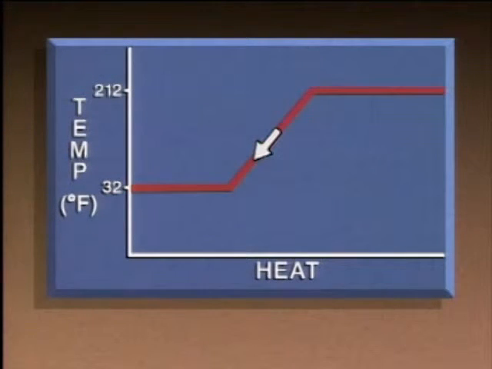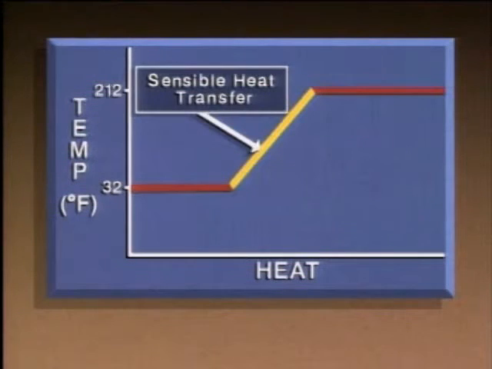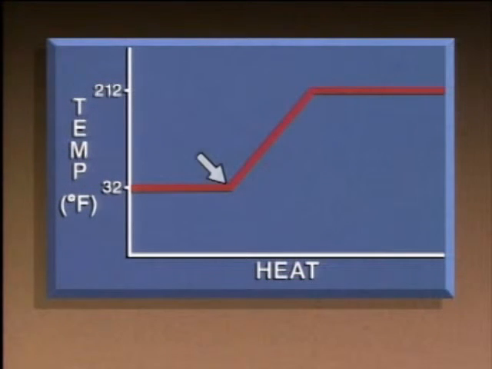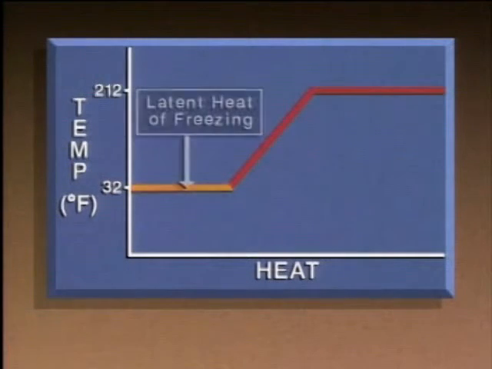Then, when heat is removed from water, there's a sensible heat transfer, and the water temperature drops until it reaches 32 degrees. At that point, any heat removed is latent heat, so the temperature remains at 32 degrees. This line then represents the latent heat of freezing. The latent heat of freezing is the amount of heat that has to be removed from a substance to freeze it without producing a change in temperature or pressure.